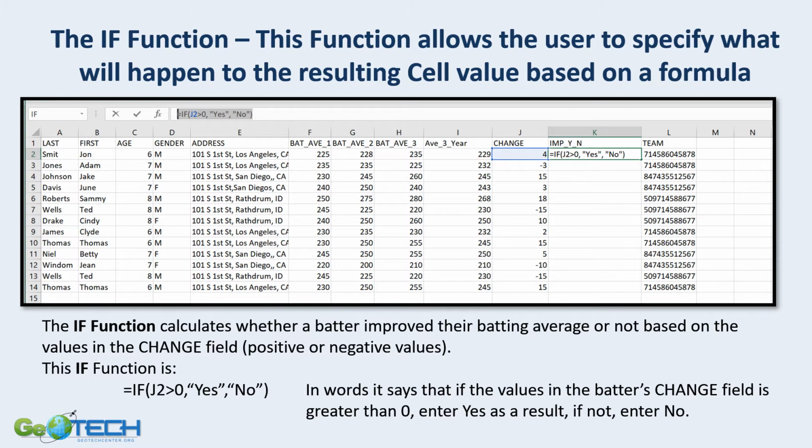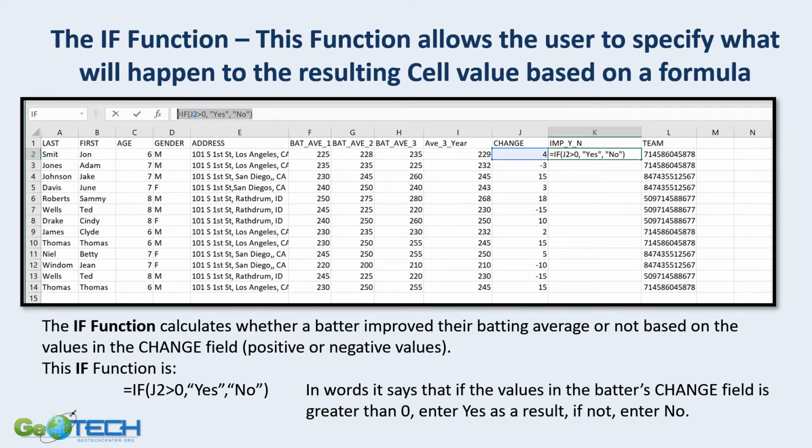But what does that mean? Did they improve or did they not improve? So I'd like a little column that said yes or no, they improved. And I can use an IF function. This function allows the user to specify what's going to happen if a value is attained or not. So the IF function calculates whether a batter improved their batting average or not. And it's based on that value in J. If it's greater than 0, so it's a positive number, it's going to put in yes. And if not, it will put in no.